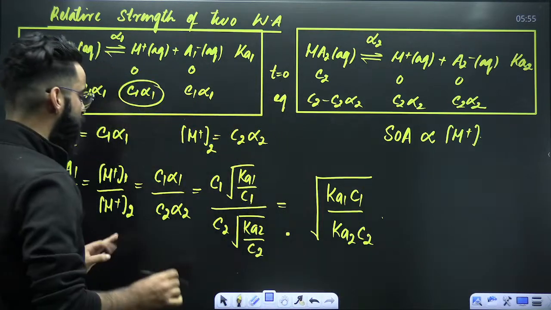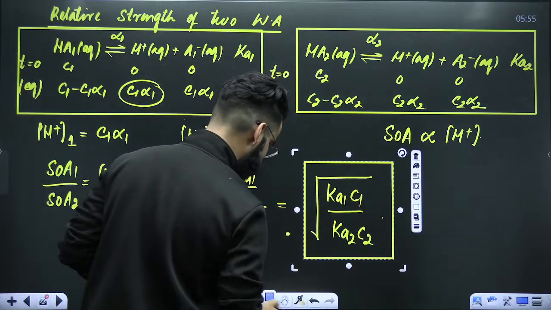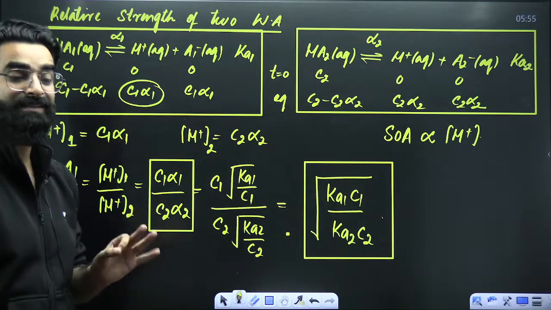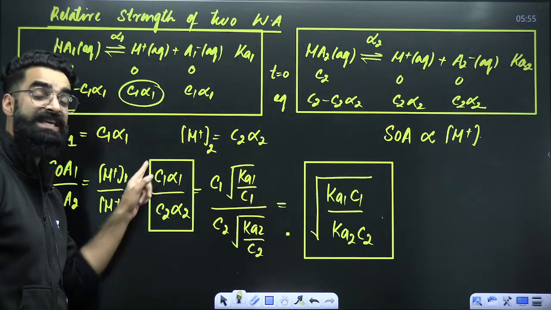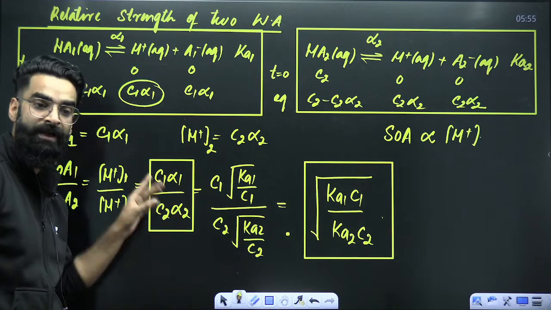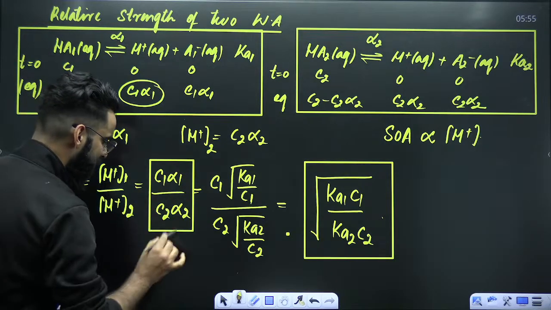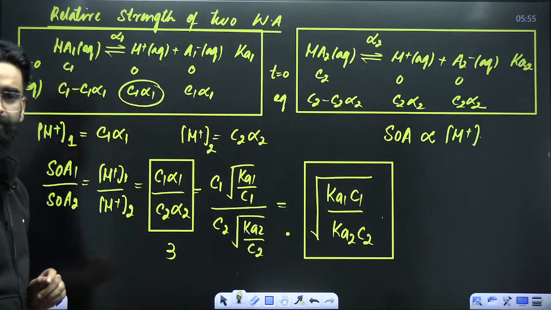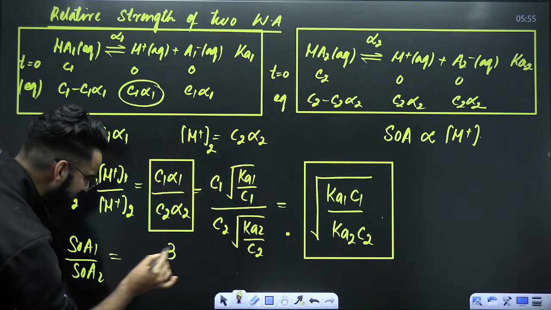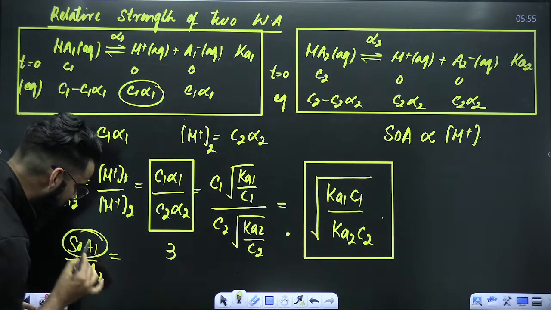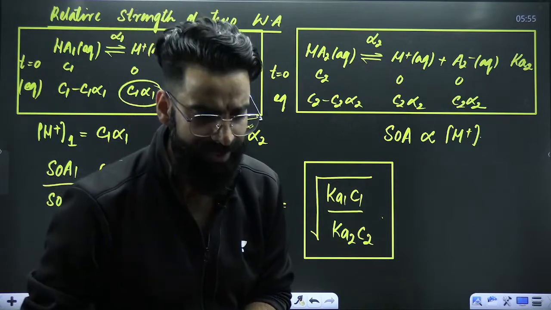So, my dear students, whenever you want to compare the acidic strengths of 2 weak acids, these are the 2 results by means of which you can compare them. Imagine that we are given with alpha 1, alpha 2, C1, C2, all the parameters. When you put all the parameters in this equation, you'll be getting a value. Let's imagine that the value of the whole term is equal to 3. What does that mean? That means strength of acid 1 divided by strength of acid 2 came out to be 3. That means acid 1 is 3 times stronger than acid 2. As simple as that.